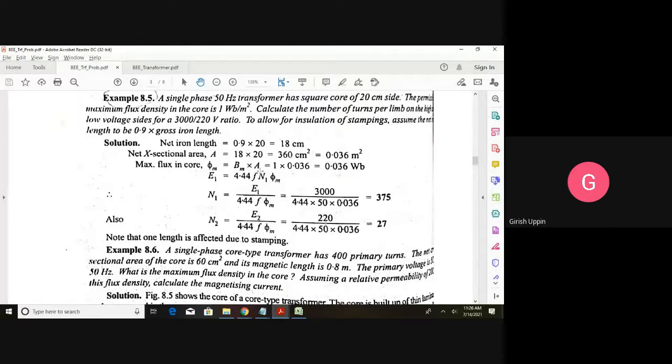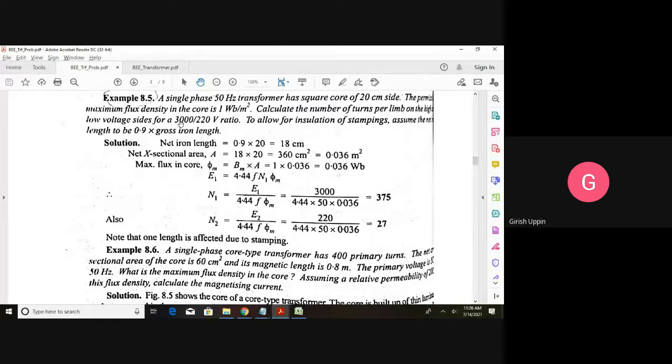And flux you can calculate, phi m is equal to Bm into A. Bm is given as 1 Weber per meter square into 0.036. So this is the flux, 0.036 Weber. Now you know the flux, then you know the value of E1, you know the frequency, we can calculate the number of turns, N1. Therefore N1 is equal to E1 divided by 4.44 F phi m.